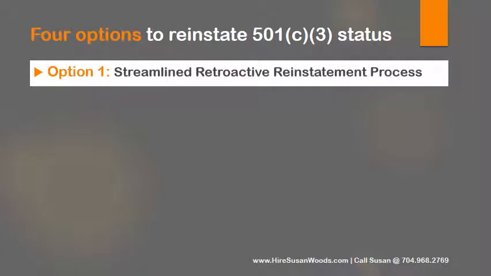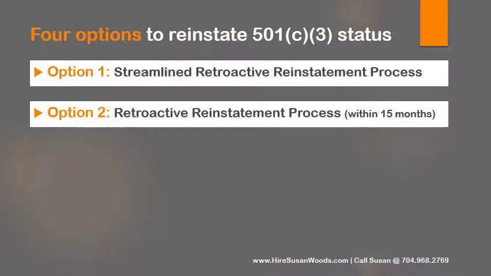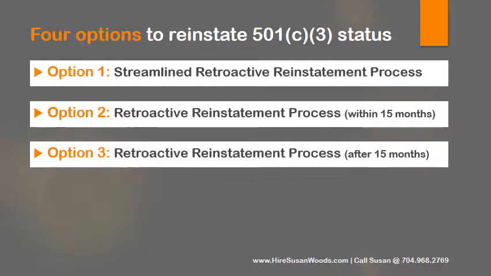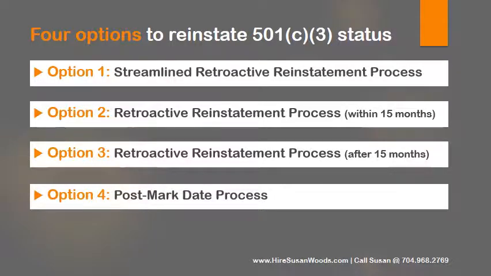Option 1 is called the Streamlined Retroactive Reinstatement Process. Option 2 is called Retroactive Reinstatement Process within 15 months. Option 3 is the Retroactive Reinstatement Process after 15 months. Option 4 is the Postmark Date Process. And we're going to talk about each one of those 4 options.